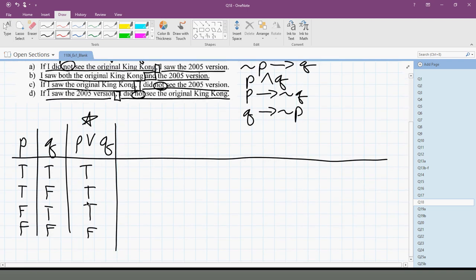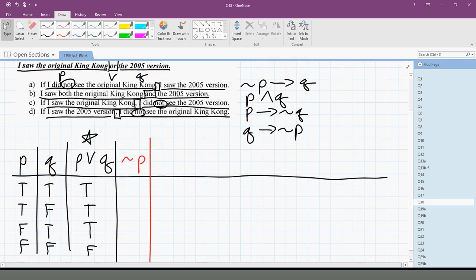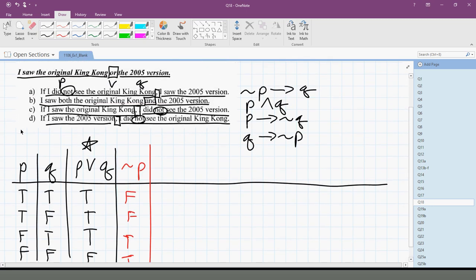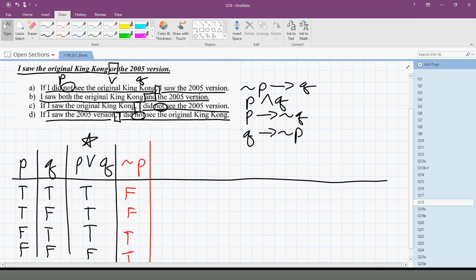All right. So we've got a negate P. There's no negation of Q in this guy right up here, just a negate P. We'll get to all of them. So what is the negation of P? Yeah, you got it. False, false, true, true. All right. So now we'll do the conditional. So negate P, arrow, Q.